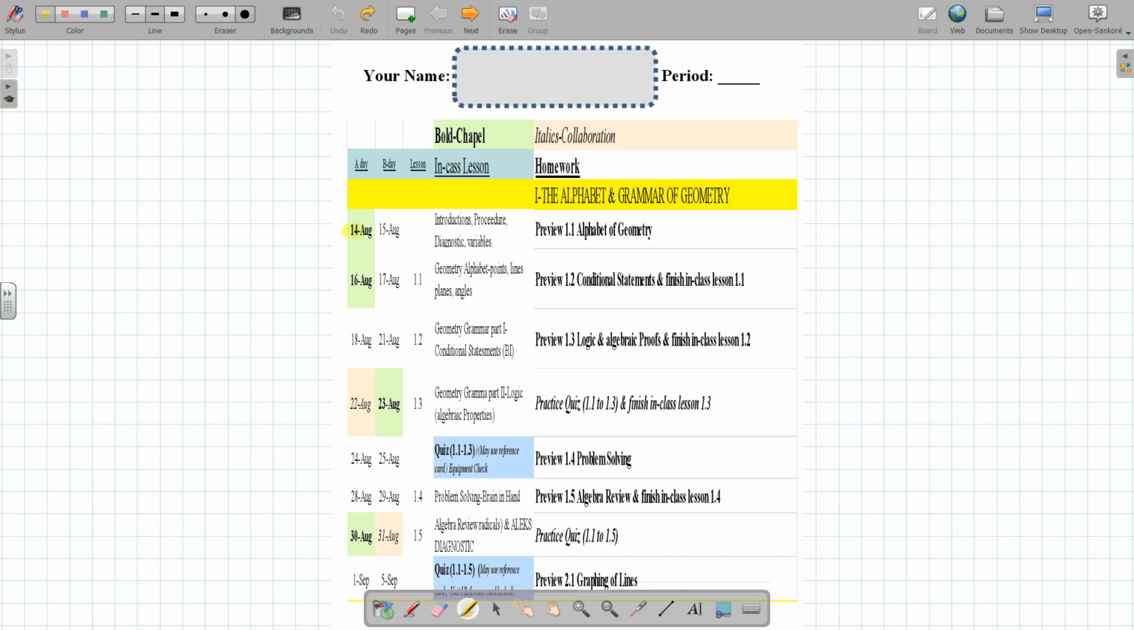So here is day 1, either the 14th or the 15th, depending on your day here. And then in this column is the in-class activity. And in this column is your homework. So the homework we're working on is preview 1.1. That's how you read the calendar.